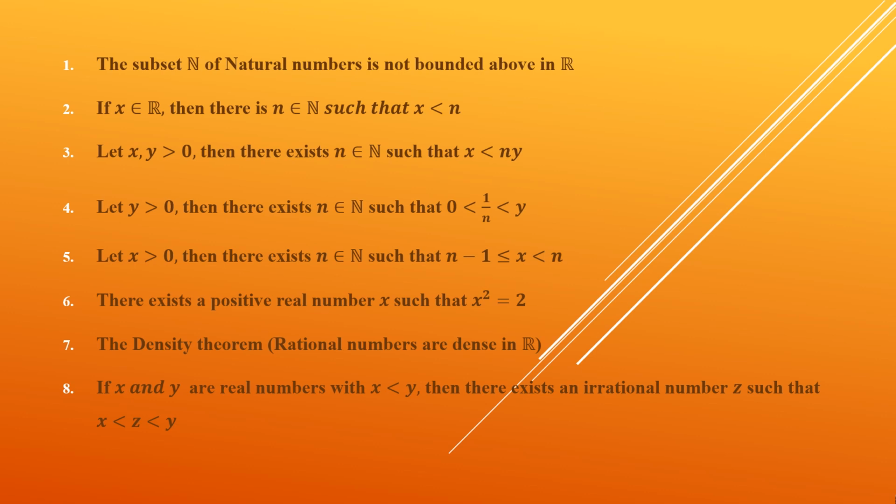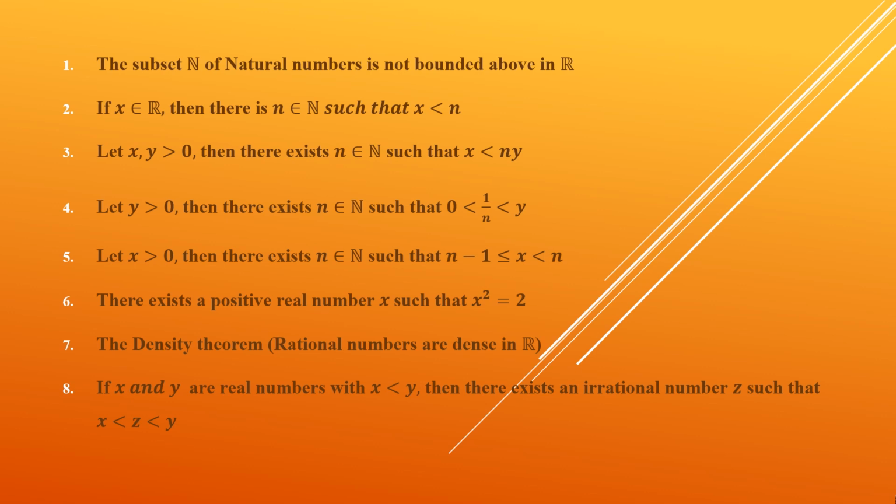If y is a positive number, then there is always a natural number n such that 0 is less than 1 by n, which is less than y. If x is greater than 0, then there is a natural number n such that x is greater than or equal to n minus 1 and less than n. There exists a positive real number x such that x square is equal to 2.